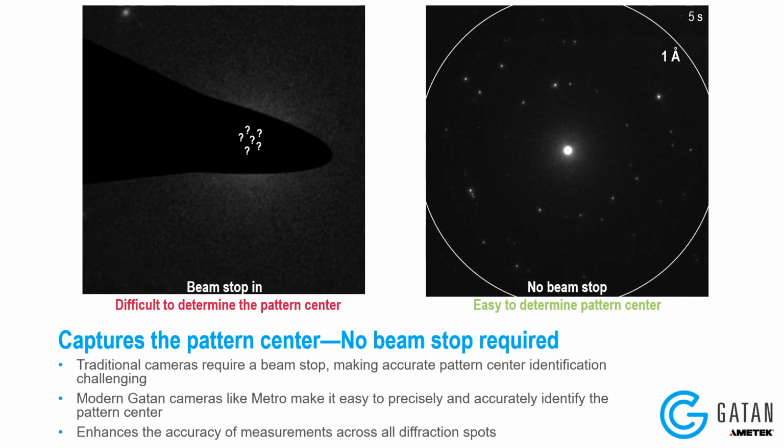And once you have a pattern with no beam stop and you can see the center of the pattern, this enables you to more accurately measure all of the diffraction spots, right? Because you're always going to be measuring them with respect to the center.